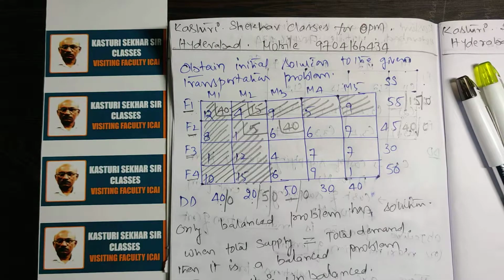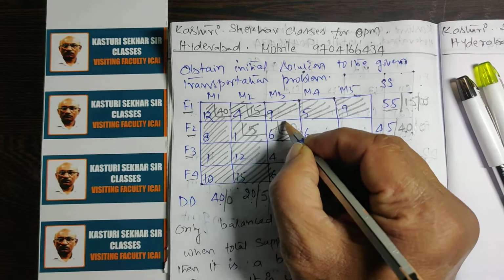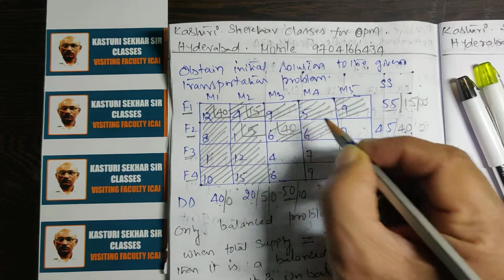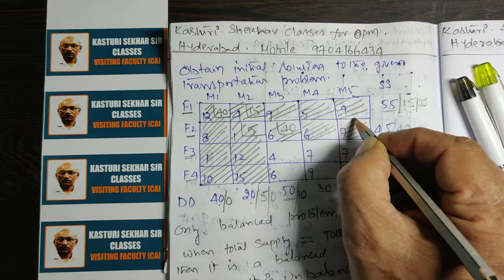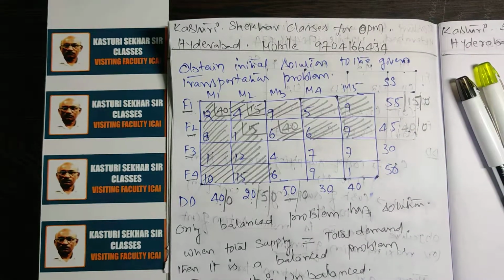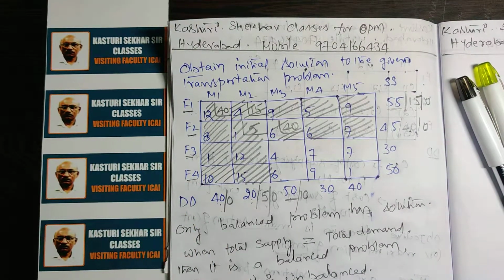It means you cannot supply the goods from F2 to any market. F2 is eliminated from the picture.